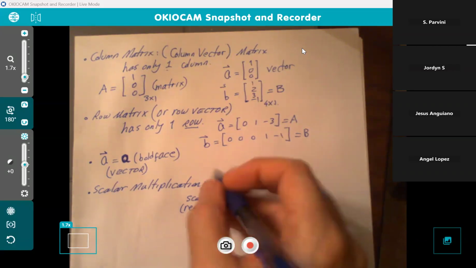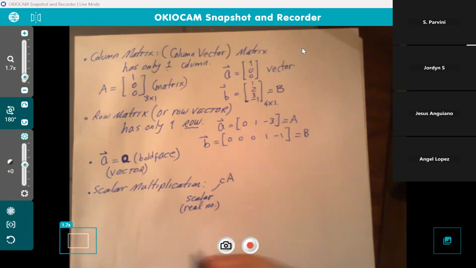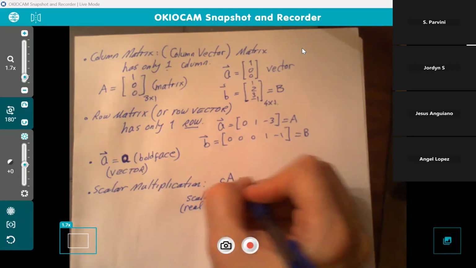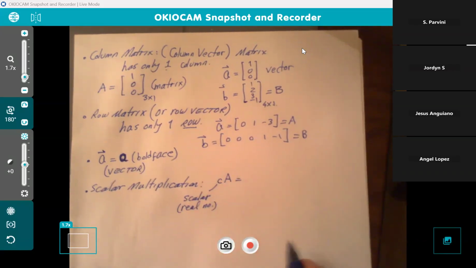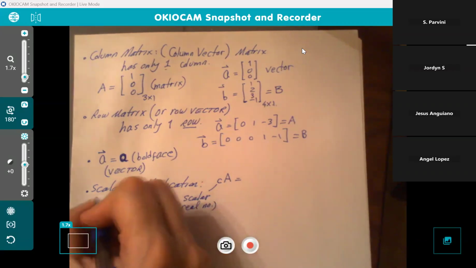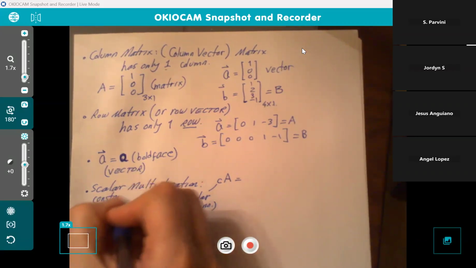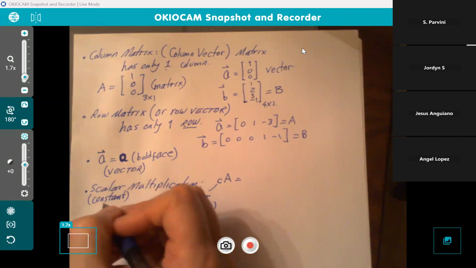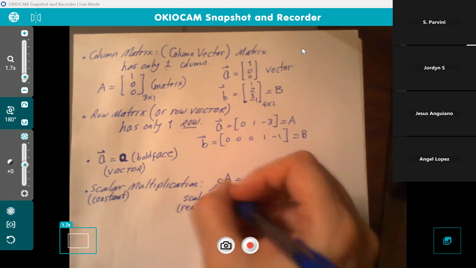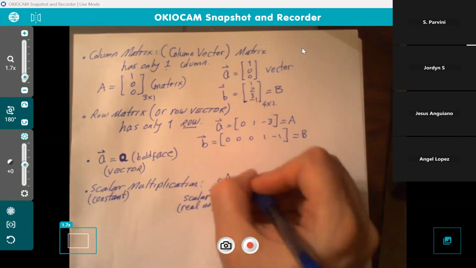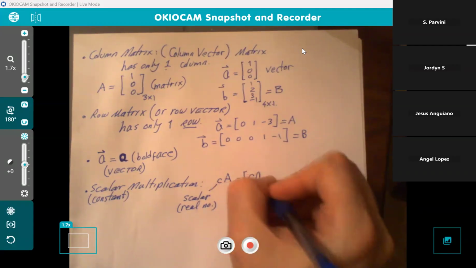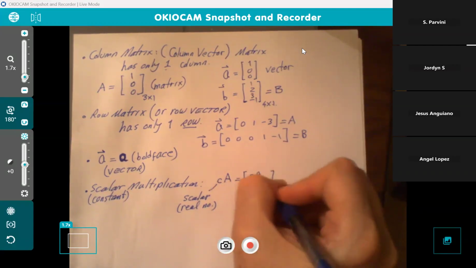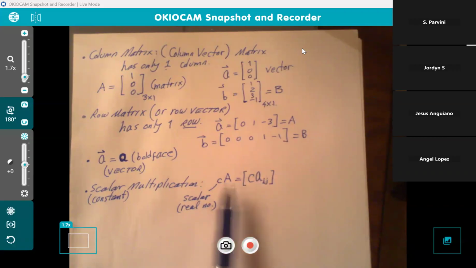So for example, and I'll show you in a moment, what do I mean by scaling it? So cA is a scalar. Think of it as a constant multiple of a matrix. So what does cA mean? That means, in our funny looking notation, c times Aij. The constant multiplies every element of the matrix.